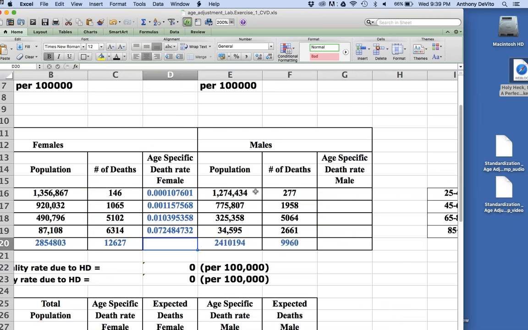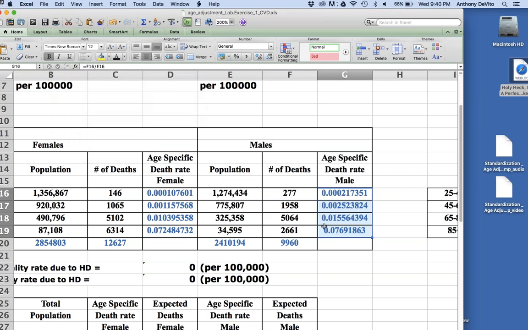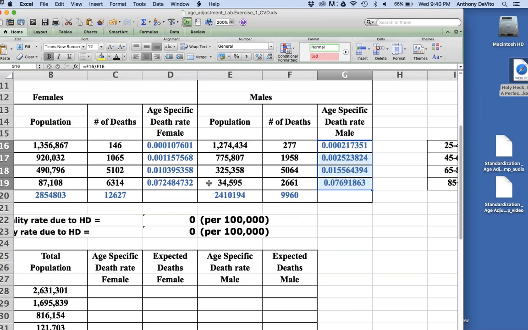right now. Now I'm going to do the same thing for males. The age-specific death rate for males in the youngest age group is going to be 277 divided by 1,200,000. It's going to be that rate, a little bit higher, but basically very similar. Very low rate in either case. And I'm going to copy that down. Okay, and actually, if we look in the oldest age groups, these other age groups, it doesn't look that much different for males and females. Yet, it looks like females die at a higher rate. Well, let's take a closer look at this now.